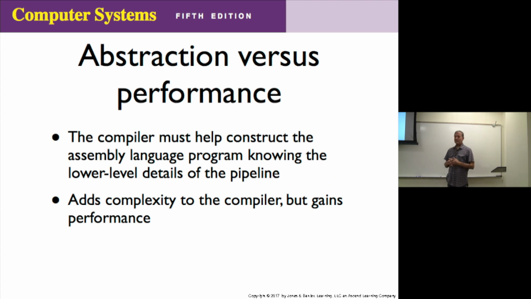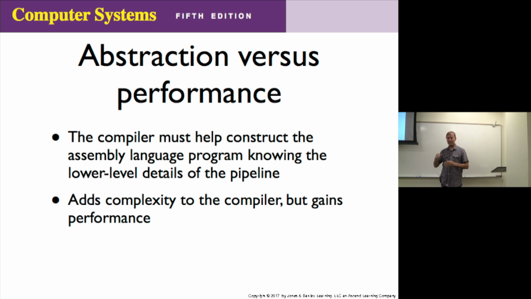Now, what this phenomenon illustrates is abstraction versus performance. Now, think about it. What is abstraction? It's the hiding of detail. And why do we like to hide detail? Because it makes the computation at one level simpler than at a lower level. Right, so it's hiding detail. Now, in order for the compiler to do this optimization, what has to happen? We have to give up abstraction, because in an ideal world, it's easier for the compiler writer to not have to know the details of the pipelining and know how to reorder the assembly language statements.